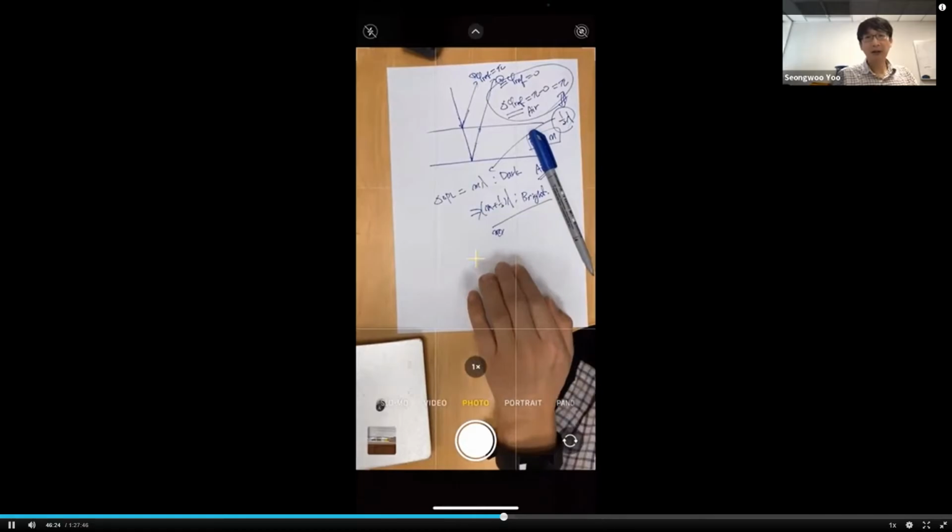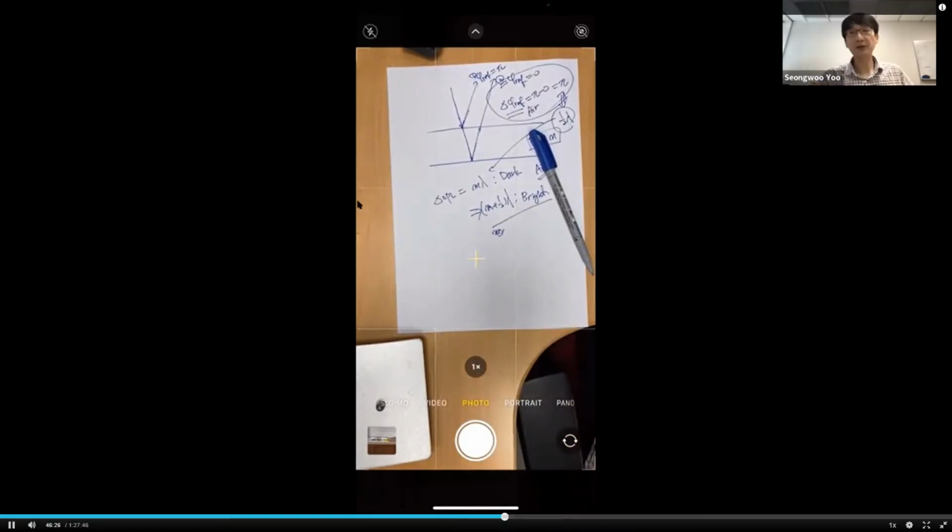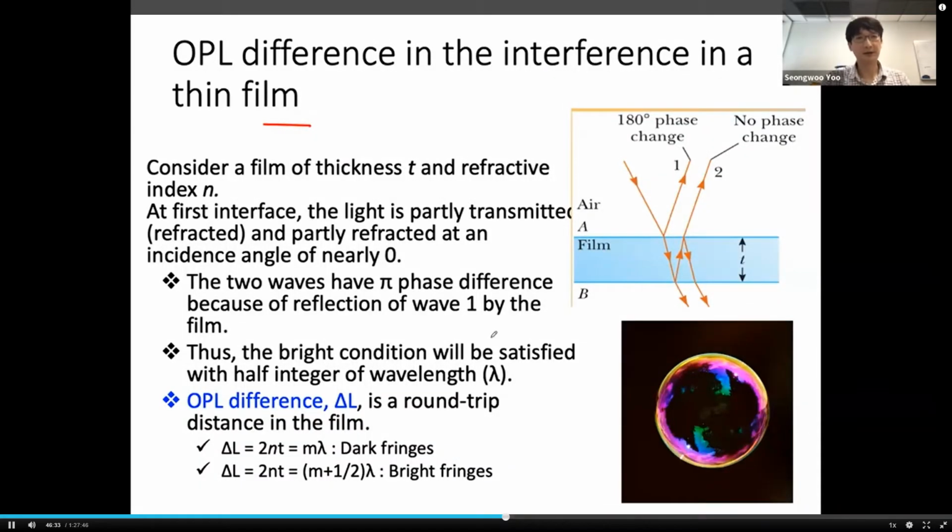Now let me go back to the lecture note. So, for the dark fringe, our optical path length difference becomes m lambda, and for the bright fringe, our optical path length difference becomes m plus a half, times lambda. All right, because there is already a pi phase difference between those two waves upon the reflection.